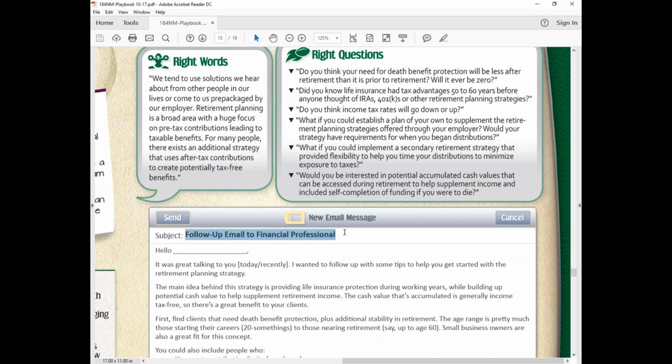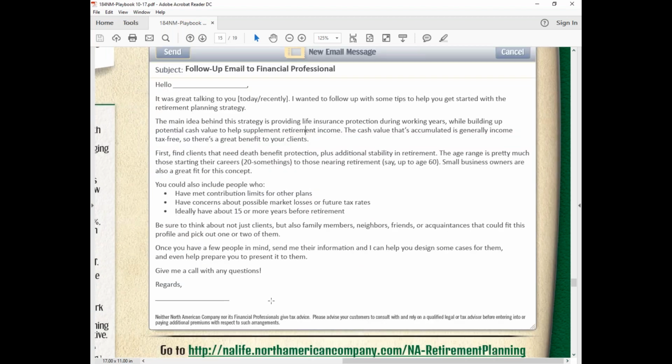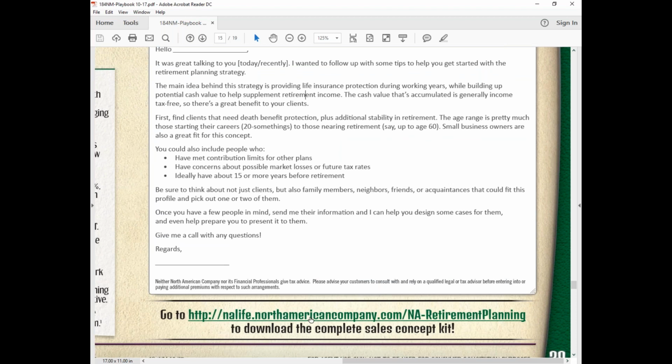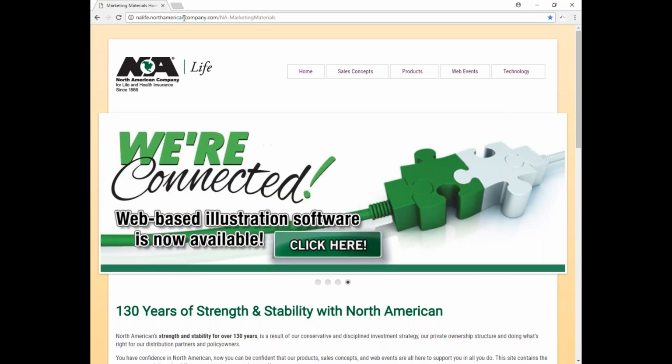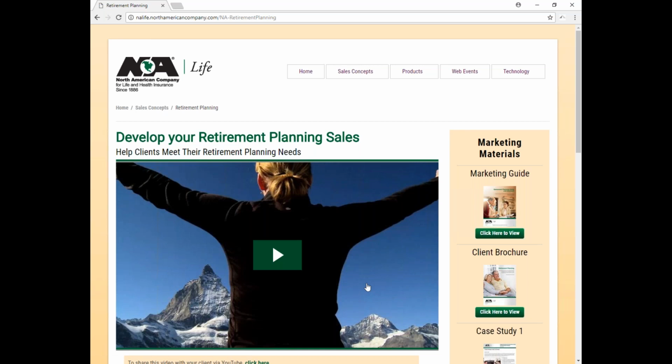This is going to be a great follow-up email that you can also utilize when trying to get people interested in the concept. But the other thing I wanted to show you here is this link at the bottom. All of these links down here are hyperlinks. So if you click on it, it will populate the web page that I'm going to show you right now. It's going to take you to our marketing microsite, Sales Concept Retirement Planning. So if you had clicked on that link, this is where it would have brought you.